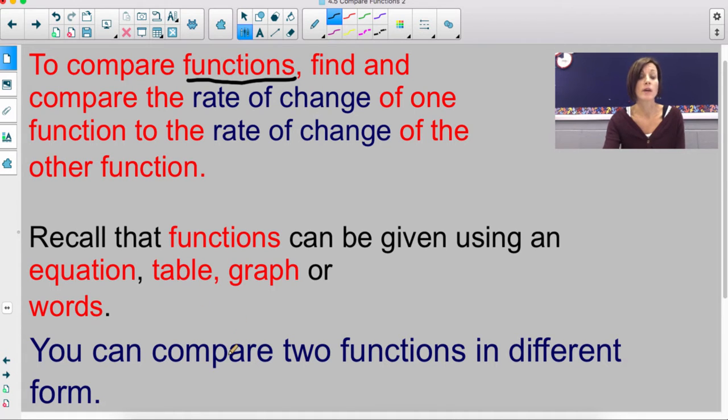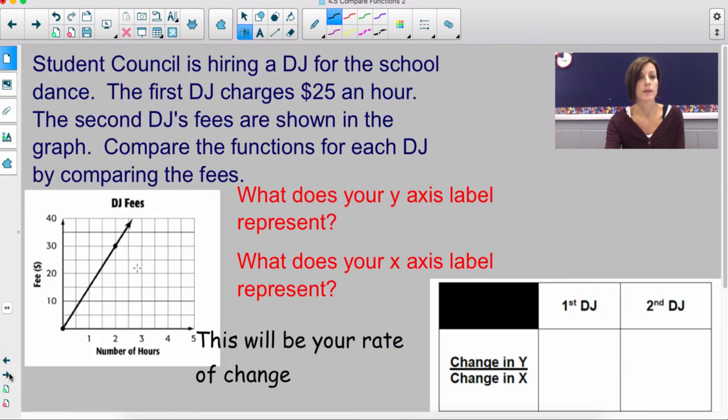So we're going to find the rate of change from graphs. We're going to find it from a table. It may be in the word problem itself. Here we go. Student Council is hiring a DJ for the school dance. The first DJ charges $25 an hour. The second DJ's fees are shown in the graph. Compare the functions for each of the DJs by comparing their fees.